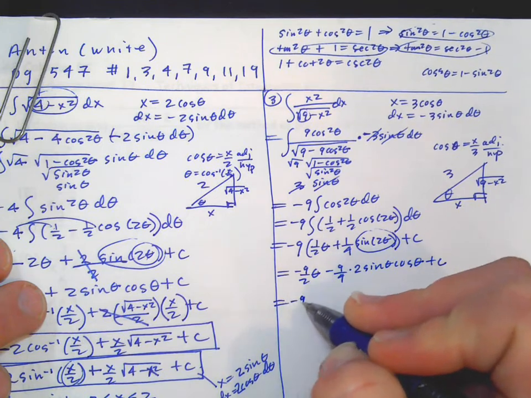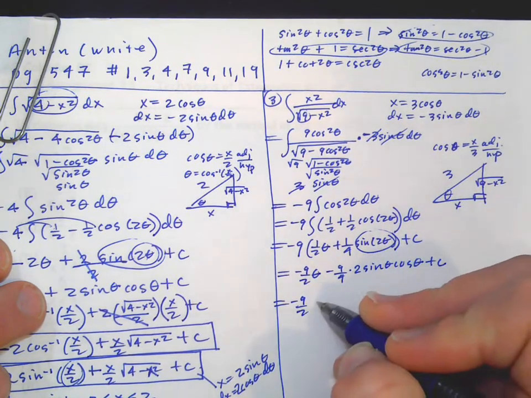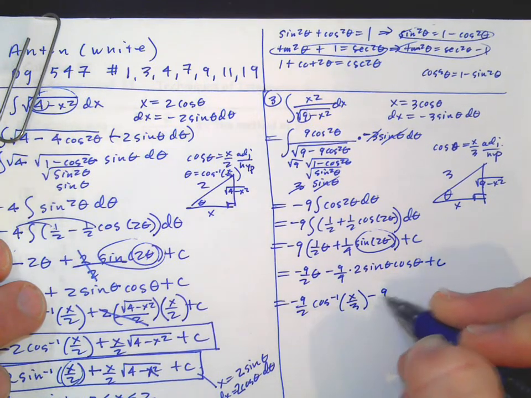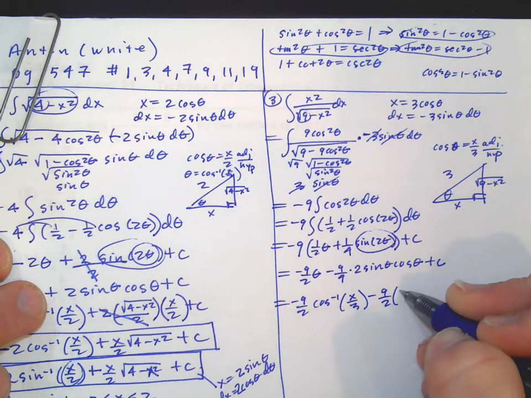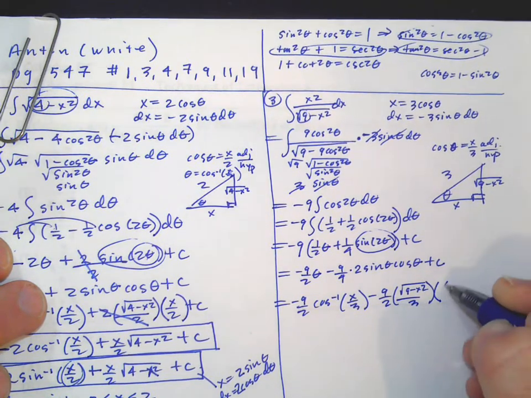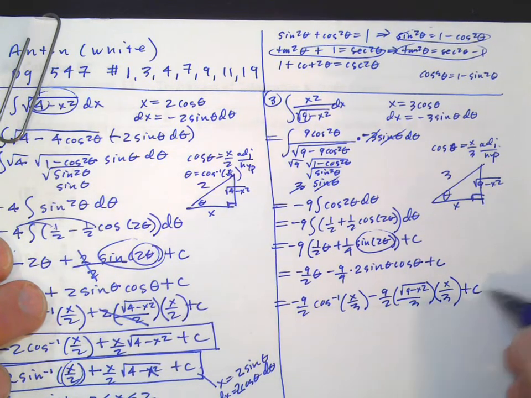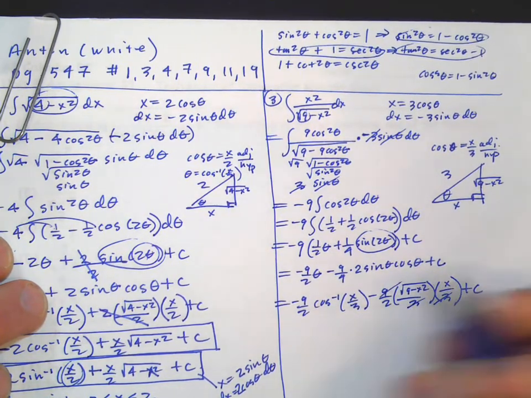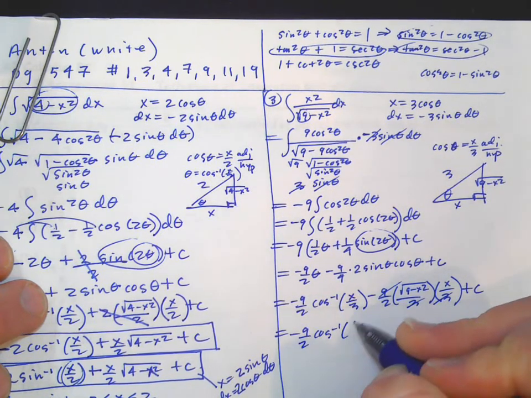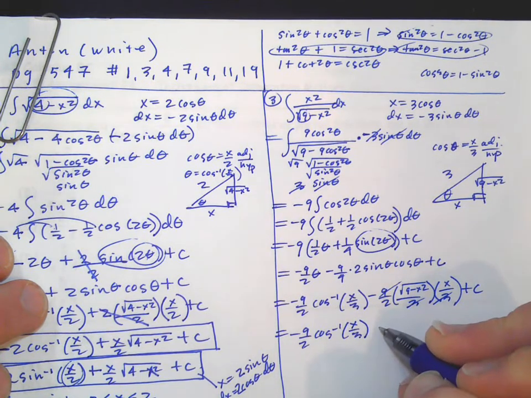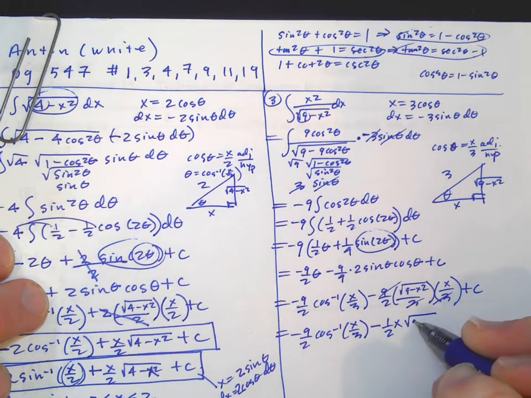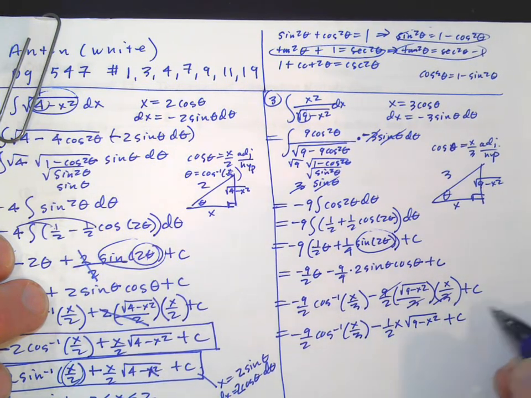Now, theta is just going to be inverse cosine of x over 3. And then sine is opposite over hypotenuse, and cosine is adjacent over hypotenuse. So the 3's are going to cancel that out. So we're going to get negative 9 halves inverse cosine of x over 3 minus 1 half x square root of 9 minus x squared plus C.